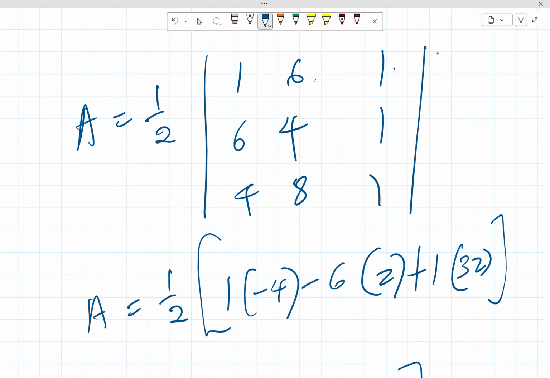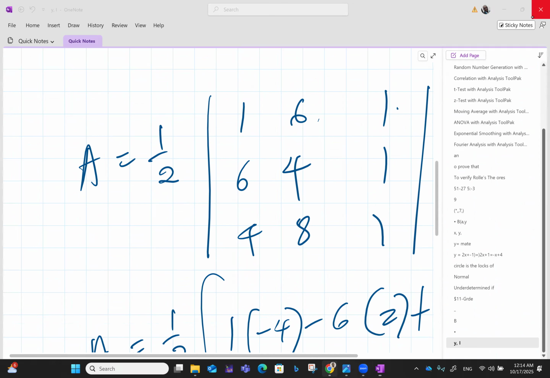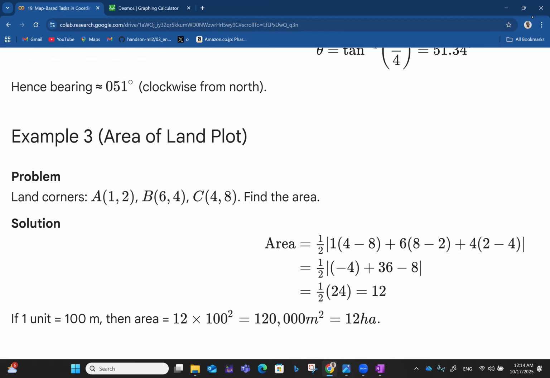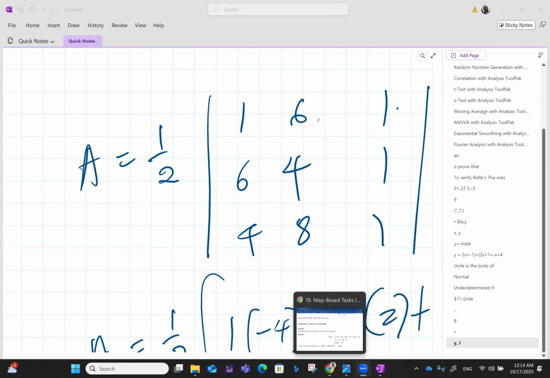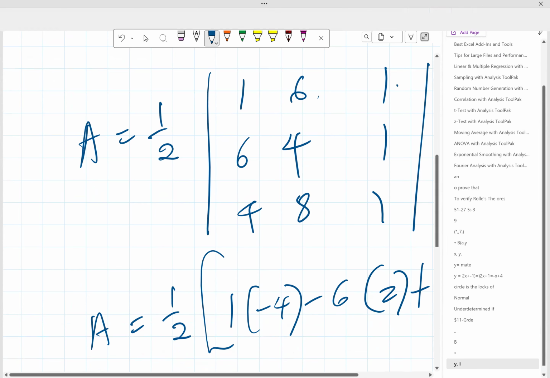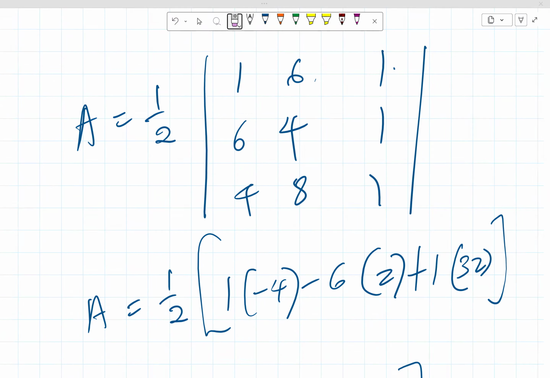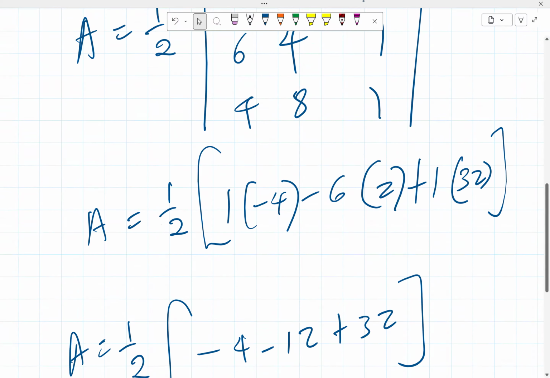That's 2. Maybe did I get the coordinates wrong? This is 1, 2, 6, 4, 4, 8. Yes. How did I get 6 there? Okay, so that's where the issue is. So 1, 2. Okay, so that's where the trouble came from.